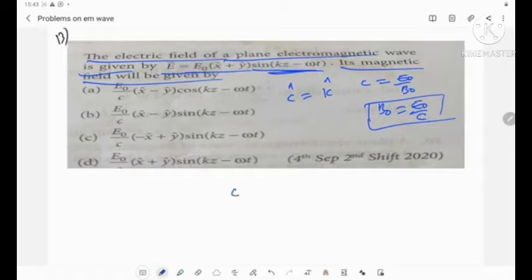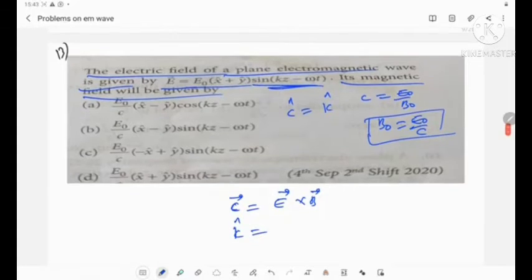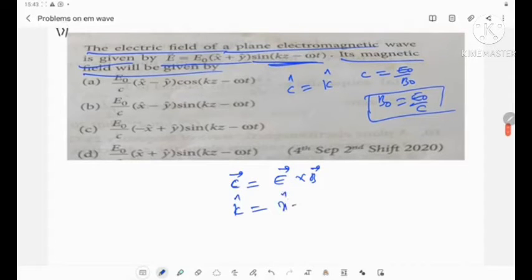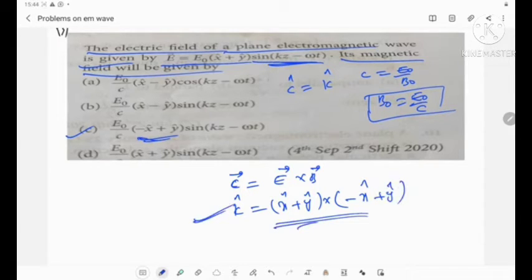See here, C bar is equal to E bar cross B bar. C bar is nothing but k cap. E bar is given as x cap plus y cap. Here B bar is not known, but from the options we can find out, taking the first option, second, third one, you can verify like this. So here I am taking the third option. For the third option, the magnetic field vector direction is minus x cap plus y cap. This one gives k cap.